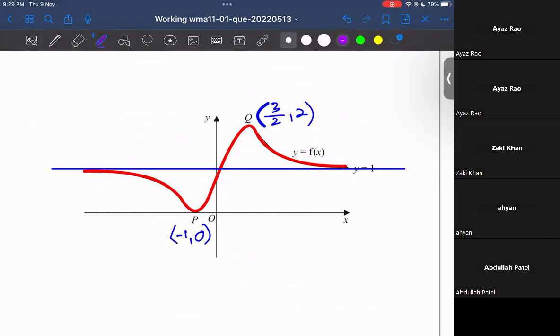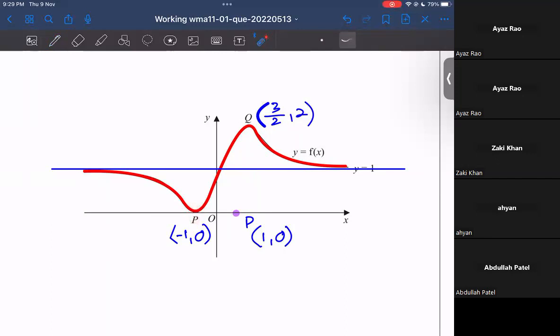This P point, look, it is 1/2, 3/2 here. The x value over here is 3/2, so the x value is going to be here, which is 1. So your P point is going to be reflected here, and it becomes (1, 0). And this is -1. Over here the x value is -1.